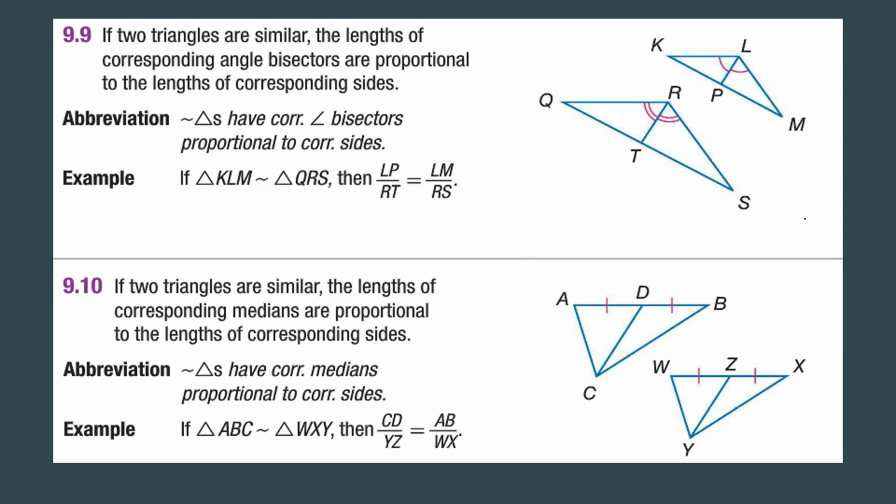Alright, our next theorem says if two triangles are similar, the lengths of the corresponding angle bisectors are proportional to the lengths of the corresponding sides. Here we have angle bisectors.